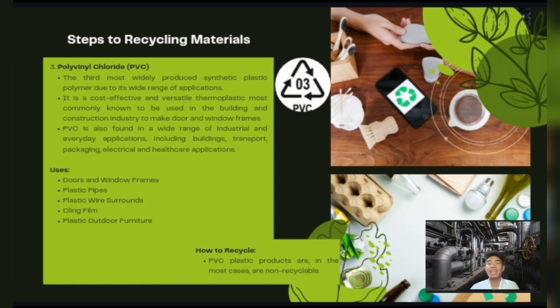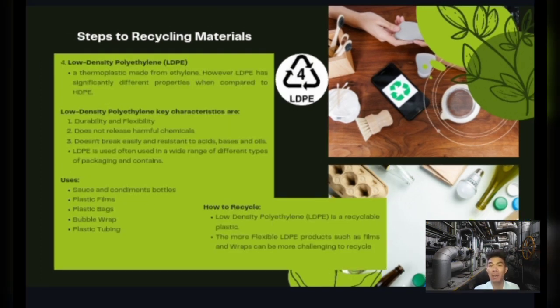Next is the low density polyethylene or the LDPE. LDPE is a thermoplastic made from ethylene. However, LDPE has significantly different properties when compared to high-density polyethylene. Low-density polyethylene key characteristics are: first is the durability and flexibility. Number two, does not release harmful chemicals. Number three, doesn't break easily and is resistant to acids, bases, and oils.